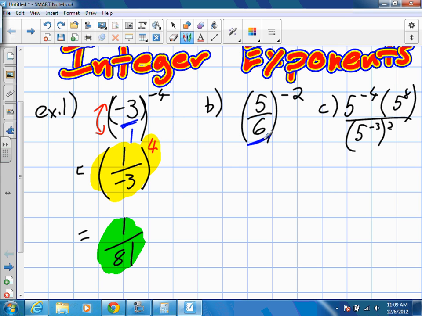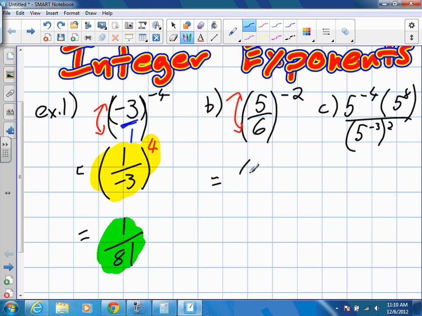This is already a fraction, so do I need to turn it into a fraction? No. So in order to make this exponent that is negative a positive, what do I do with the base? What is that? Yeah, we're just going to flip it, right? Just like we had done before. We're going to quickly flip this.